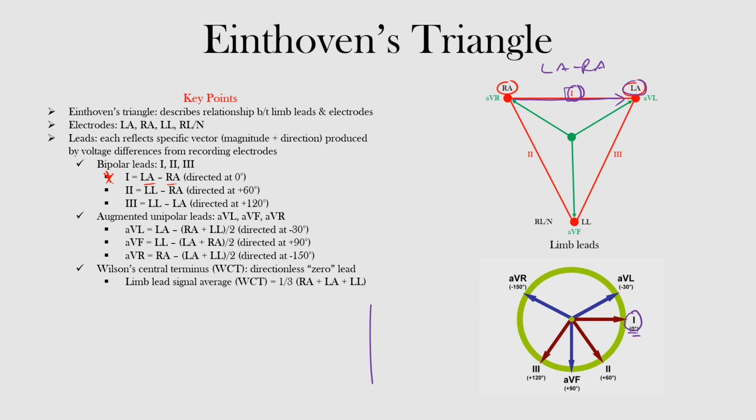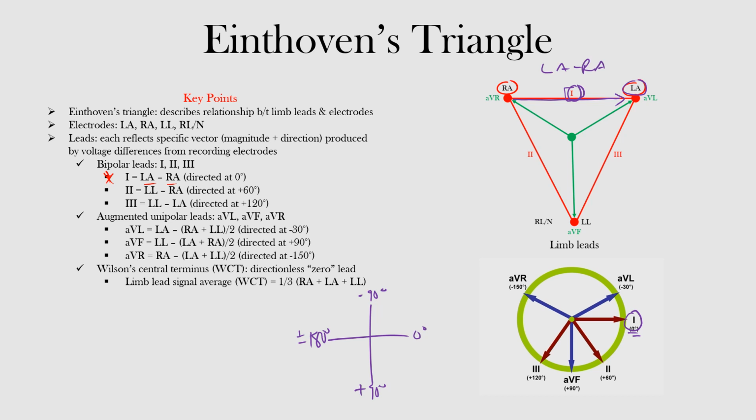So just to review, this would be 0 degrees. This would be positive 90 degrees. This is plus or minus 180 degrees. And this is negative 90 degrees. Okay, so that's lead 1 directed at 0 degrees, and we do the left arm minus the right arm.